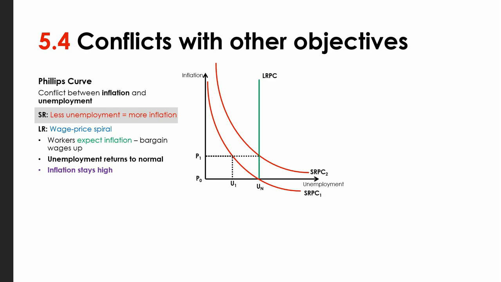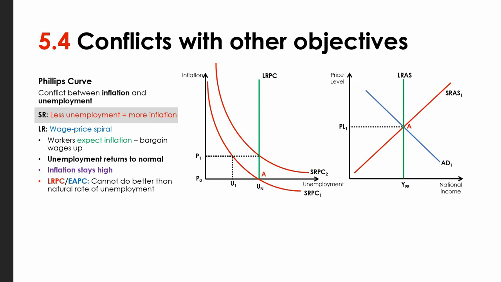And so in the long run, we cannot do better than UN on the diagram, the natural rate of unemployment, which we met in the unemployment topic. We're stuck at our long-run Phillips curve, or our EAPC, our expectations augmented Phillips curve. Now, this logic that's on the screen in the diagram, we've actually met before in AD-AS. A is our equilibrium. Now, suppose the government decides to use expansionary fiscal policy to increase aggregate demand. We'd get a positive output gap. That's equivalent to B on both diagrams.